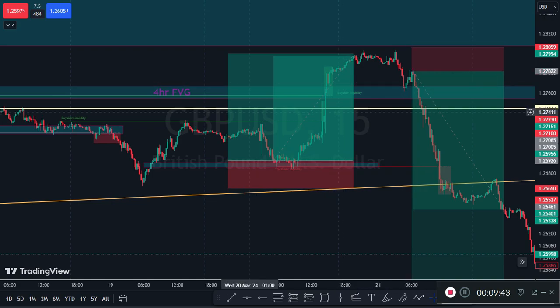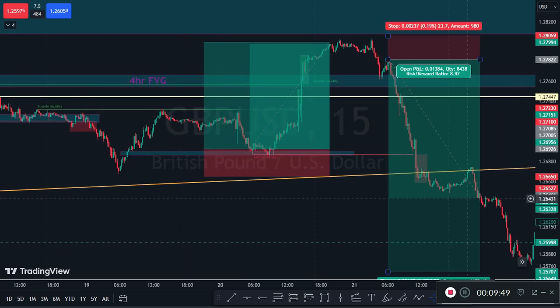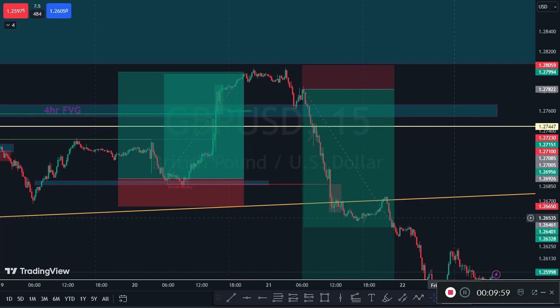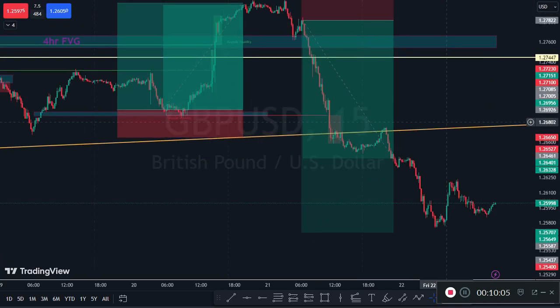So that's a market structure shift. And then I waited for the return back into this order block, took my sells, and then we were able to secure this 200 pip movement in GBP USD. So that was also one trade we took last week, which was actually a very profitable one.